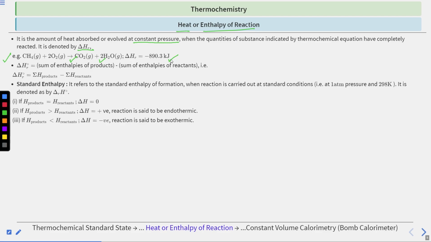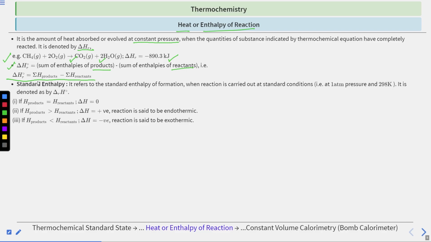And the delta H R, that is the enthalpy for the combustion reaction of methane, is minus 890.3 kilojoule. Okay, so delta H naught R is the sum of enthalpies of products minus the sum of enthalpies of reactants. That is, delta H naught R will be equal to the summation of enthalpy of products minus the summation of enthalpy of reactants. We can write it in symbol form like this.